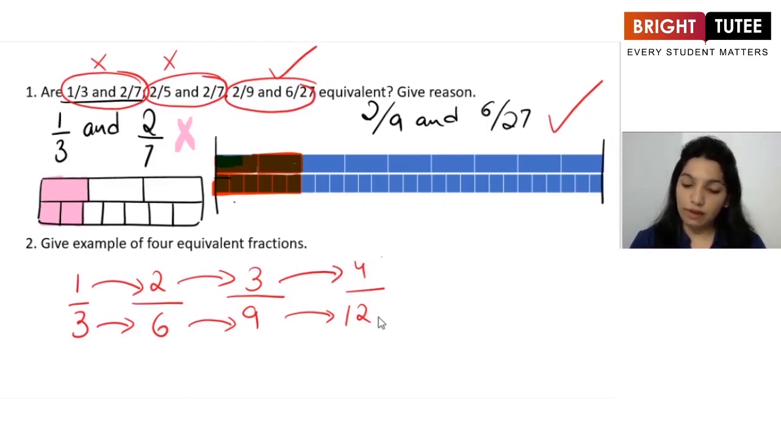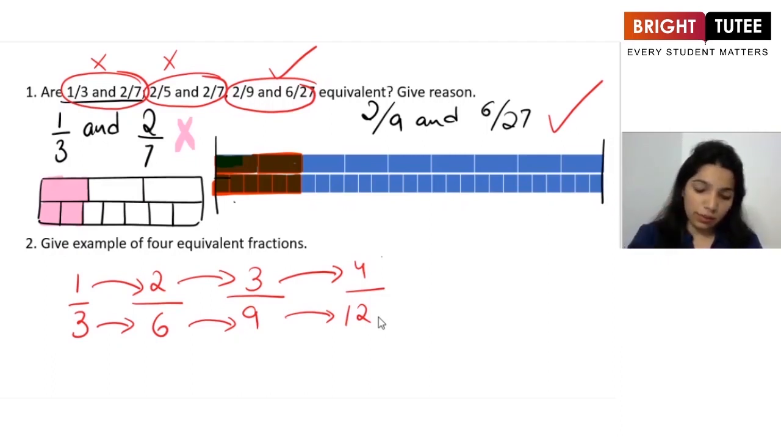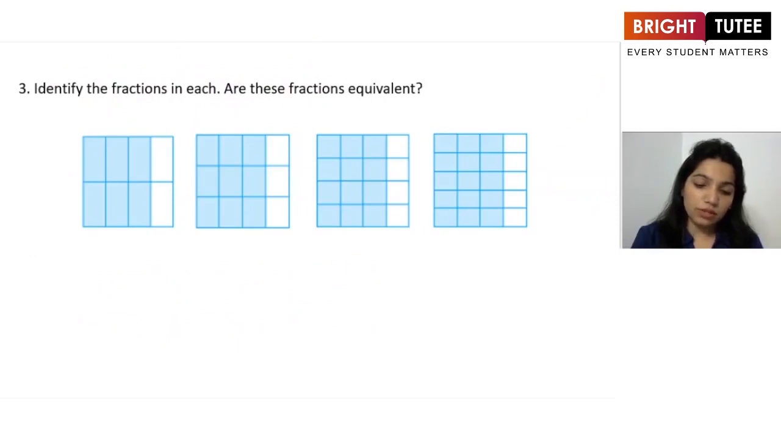What we have learned about equivalent fractions is that it is very difficult to compare them if we are making so much effort drawing these boxes, coloring them out, then comparing them. It's really a very tough job. So there must be something simple to do. We are going to learn it very quickly, but before that, one more question. Here we need to identify the fraction in each of these boxes and say whether they are equivalent or not.